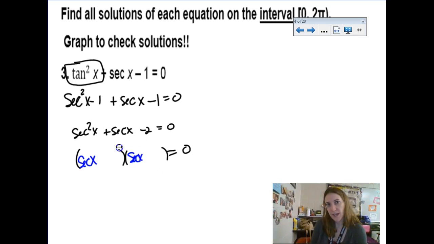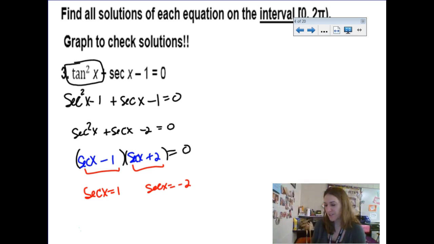And then, let's see, it has to add up to 1. So let's make that 2 positive and the 1 negative. And if we solve both of these, secant of x equals 1, and secant of x equals -2. But remember, secant is not on our unit circle so much, it's the reciprocal of cosine. So the cosine reciprocal of 1 is still a 1, but here the cosine would be -1/2 if I look at the reciprocal. So they want all solutions just on one rotation of the unit circle.